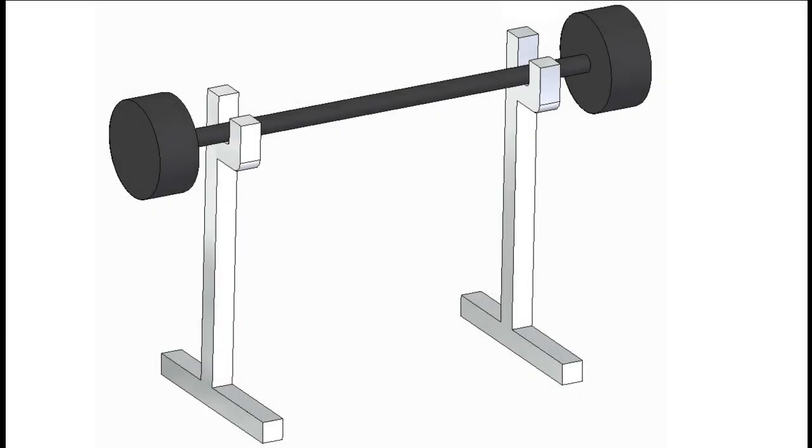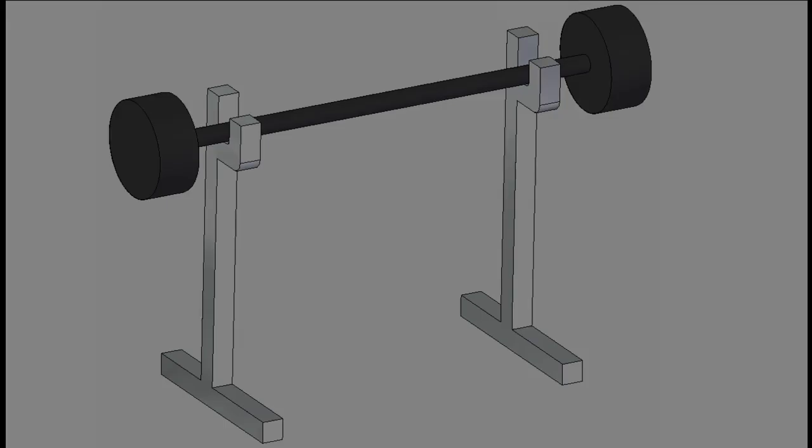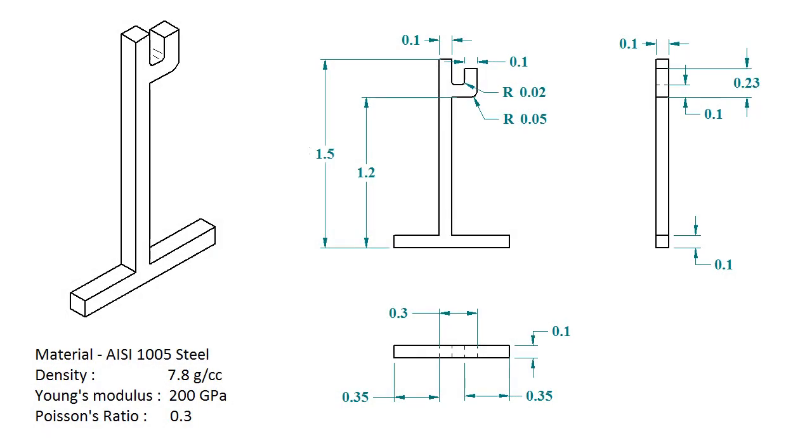On the monitor behind me, you see a 3D model of a barbell. Let's take a closer look at that. The setup consists of two stands holding up a barbell, each bearing an equal share of the weight. We're going to use the dimensions from this schematic. We'll be using SI units, where length is in meters.